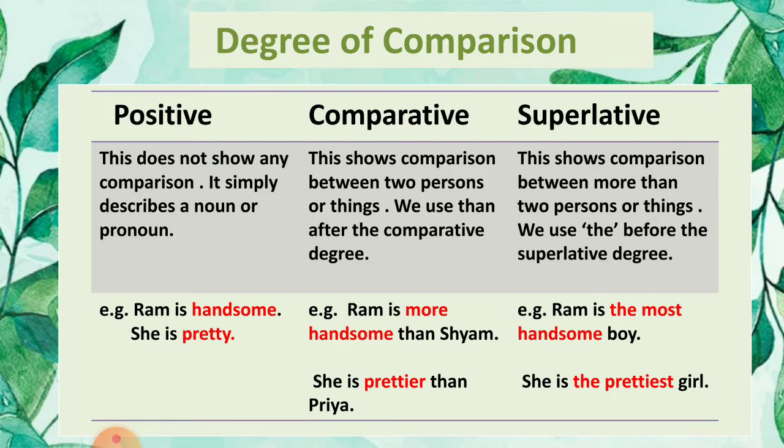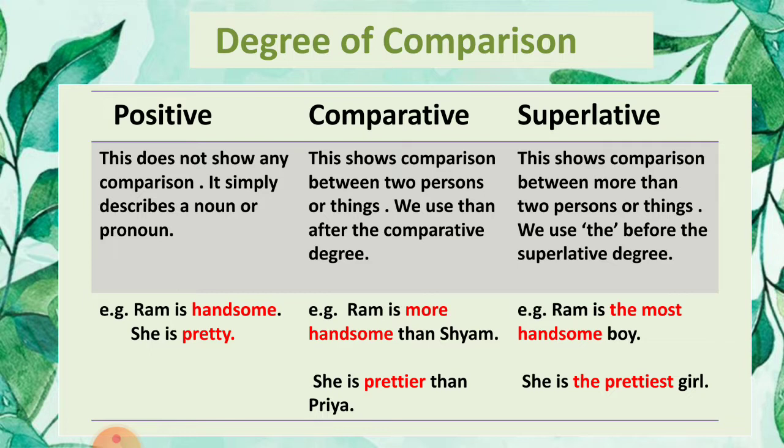This indicates no comparison of quality of noun or pronoun between two or more nouns, right? So, positive degree does not show any comparison. It simply describes a noun or a pronoun, right? So, positive degree of adjective is used to describe a noun or a pronoun. There is no comparison in positive degree.